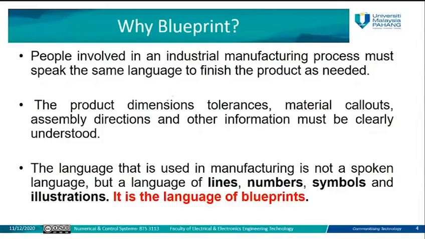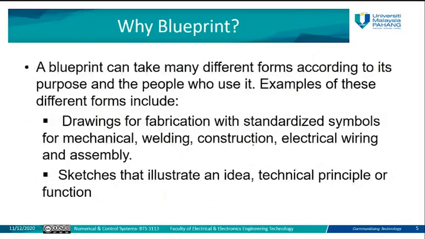The information included is like dimension, tolerance, the type of material for this product, and the assembly direction of this product, by defining the direction of the machine movement and so on. All this will be explained in the engineering drawings, and these drawings consist of lines, numbers, symbols, and so on.